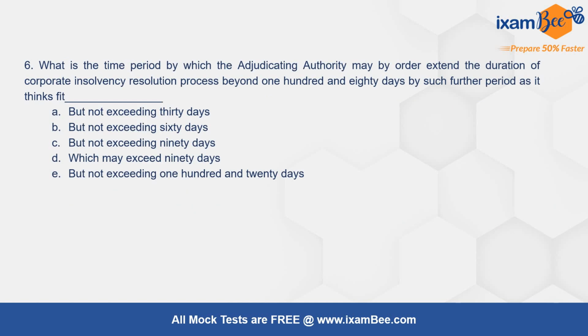Moving on to our next question: what is the time period by which the adjudicating authority may by order extend the duration of CIRP beyond 180 days by such period as it may think fit? So basically we know what the objective of this code was: to bring under one umbrella various provisions related to it, which were earlier scattered into different statutes, to resolve this process in a time-bound manner. And that is why 180 days is the time period in which the entire process should be completed. So you can see in this question, by how many days can the authority extend this particular process?